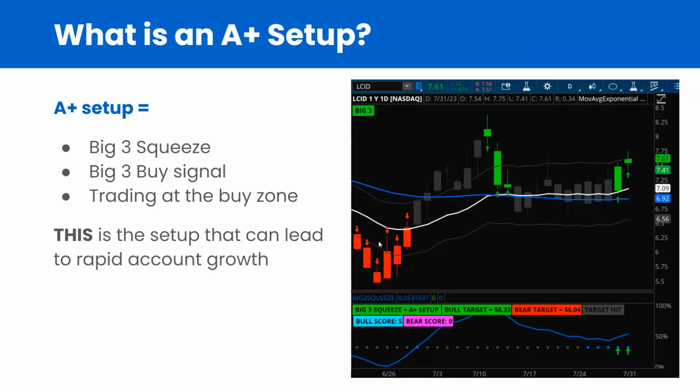So what is an A+ setup? Whether I'm swing trading on a weekly chart or a daily chart, or day trading on a 30-minute or a 15-minute, the only thing I'm looking to trade is this A+ setup. An A+ setup is a combination of an active squeeze, an active big three buy or sell signal, and an entry right there in that buy zone. So now I have my moment in time, and trading that moment in time with an entry in that buy zone allows me to work that trade with a really good risk versus reward.